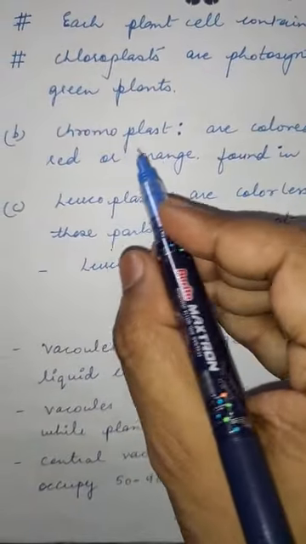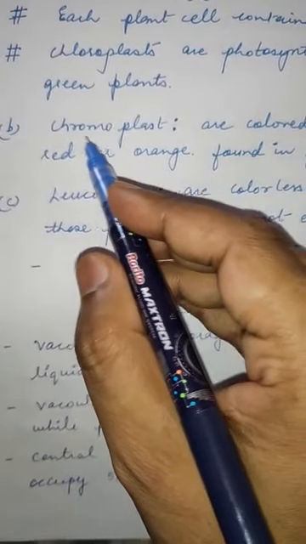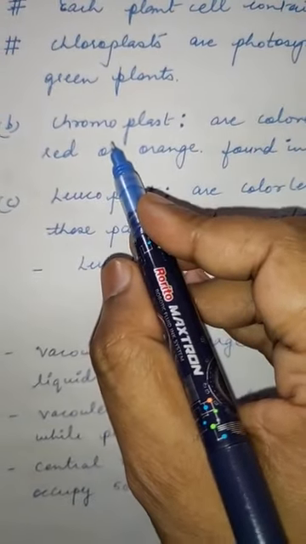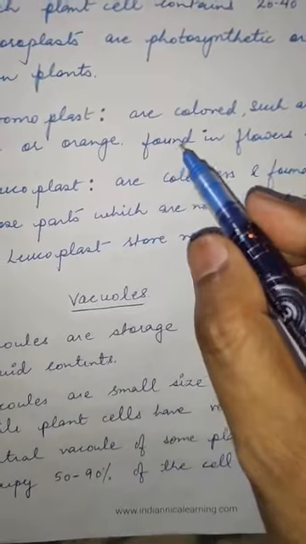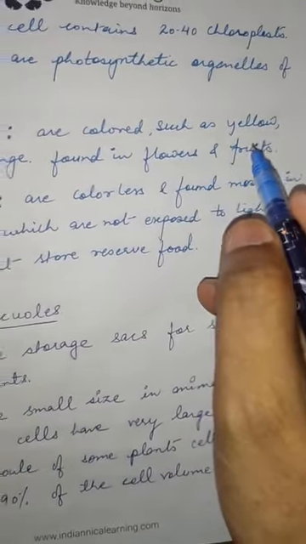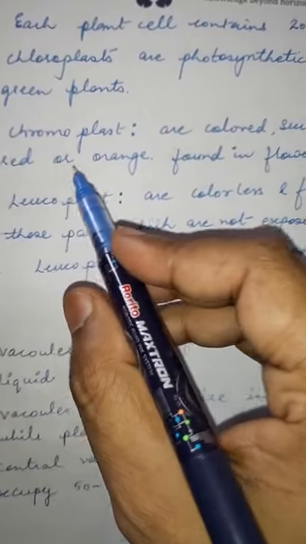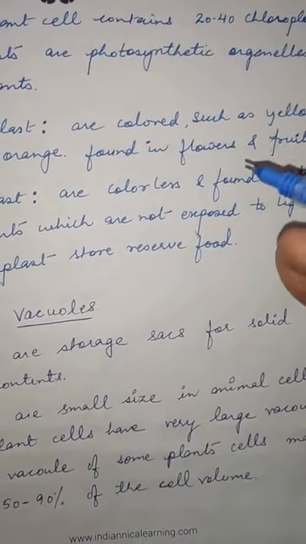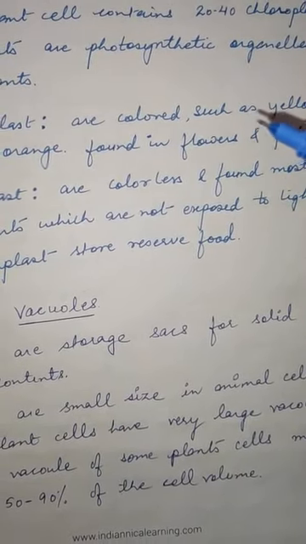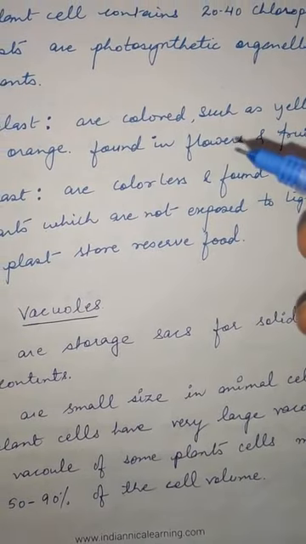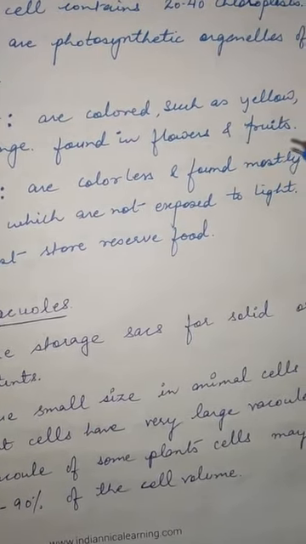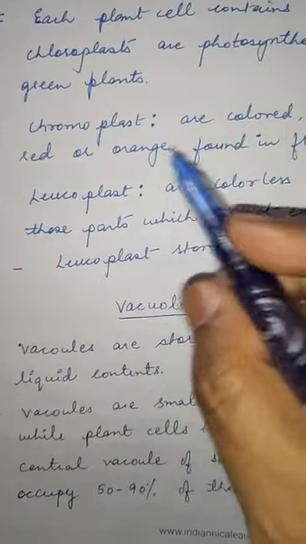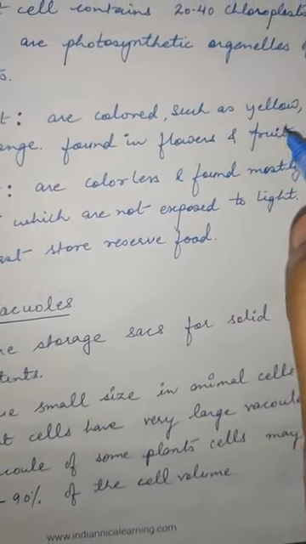Now second is your chromoplast. Chroma is the word for color. Clear? Chromoplasts are colored, such as yellow, red or orange, found in the flowers and fruits. So you are able to see a variety of flowers. Some of them are red in color, some of them are pink, some are blue, orange. And a variety of fruits are all having different colors. Chromoplast is responsible for their color.